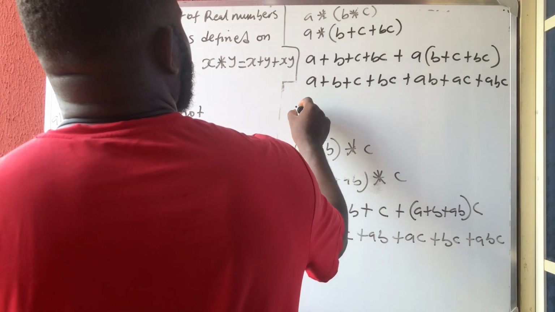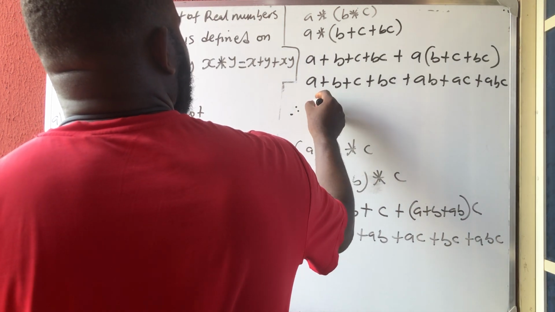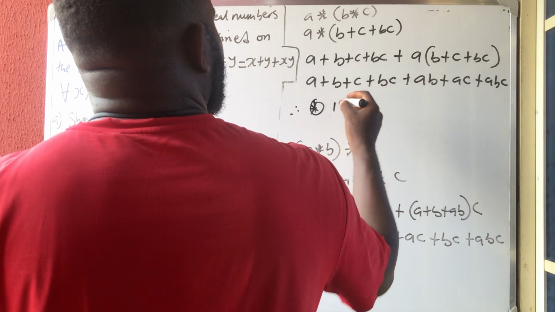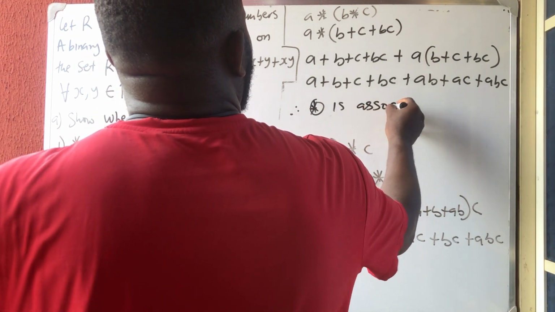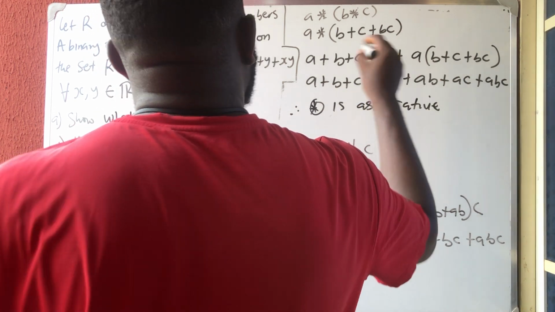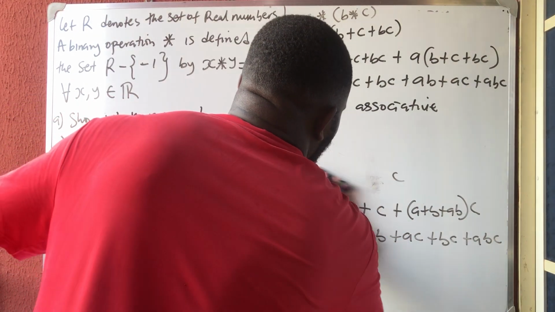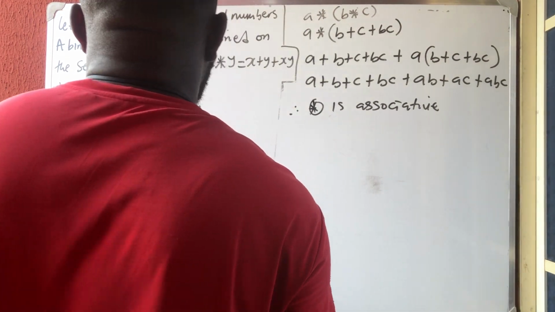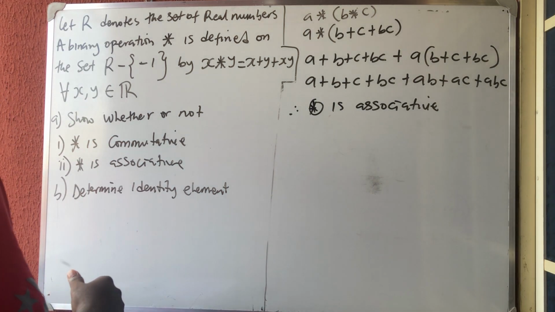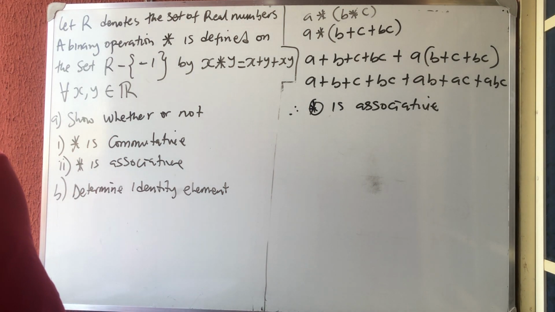So since they are equal, we say that star is associative. Since they gave us the same thing, it is associative. So the next thing we need to look at is we should find the identity element. Let us determine the identity element.